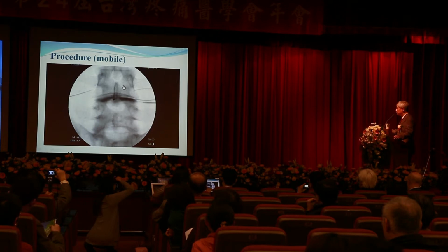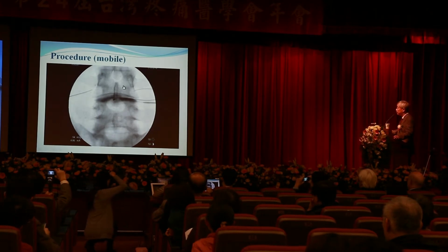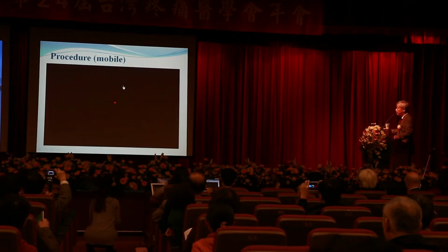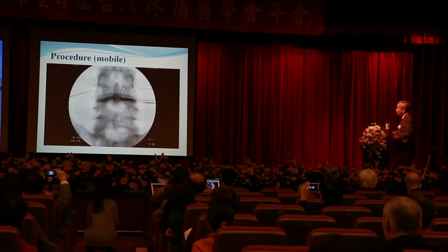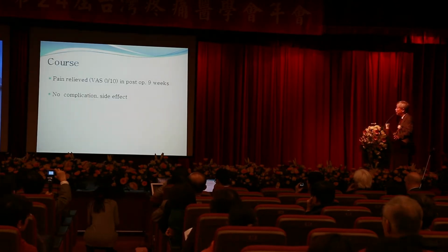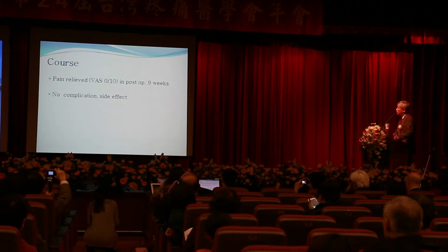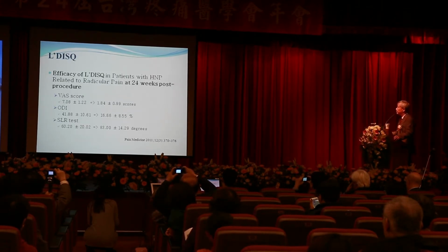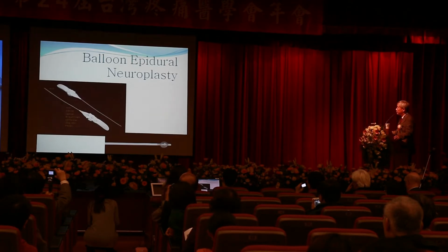So, okay, you can see the tip of the L-disc, and you can move it, and plasma is formed, and we can remove the unwanted mucous boxes. Okay. So pain relief improved to 0. There was no complication, no side effect at all. I'm going to skip this.